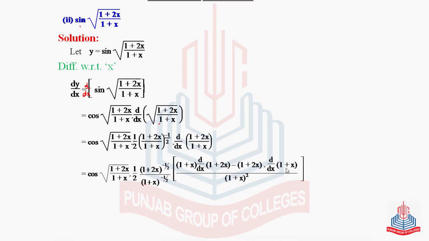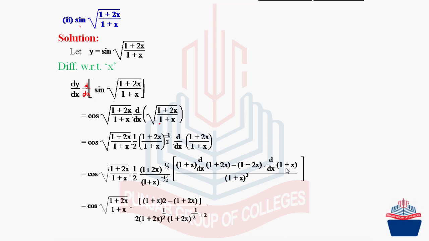This will be as it is. Now due to the same basis of 1 plus x and this 1 plus x, power will be combined. So 1 plus 2x will be shifted to the denominator with power 1 by 2, and now 1 plus x and this 1 plus x, actually this is 1 plus x not containing 2, so we have 1 plus x only with power 2 minus 1 by 2.